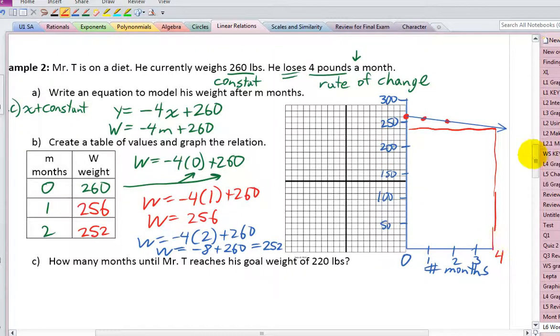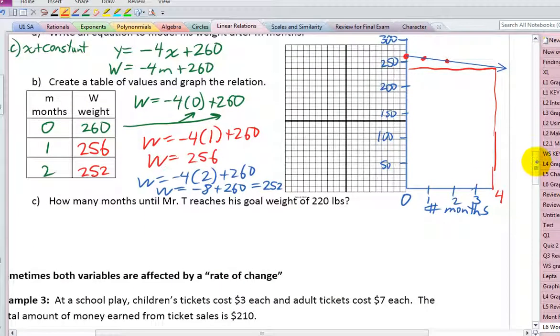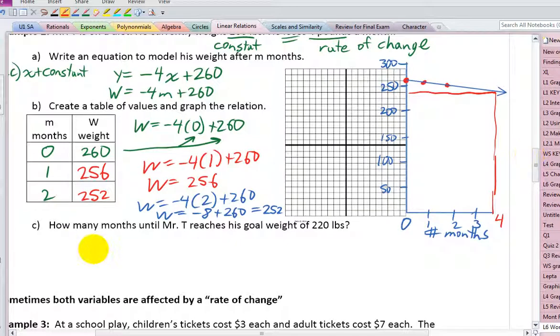So, how many months until he reaches goal weight of 220? We can use the graph, but it's more accurate if you use the equation. If I give you the graph, then I'd use it, because we can get computers to do that much more accurately, but you need to understand the concepts so you know if the computer is doing it properly.